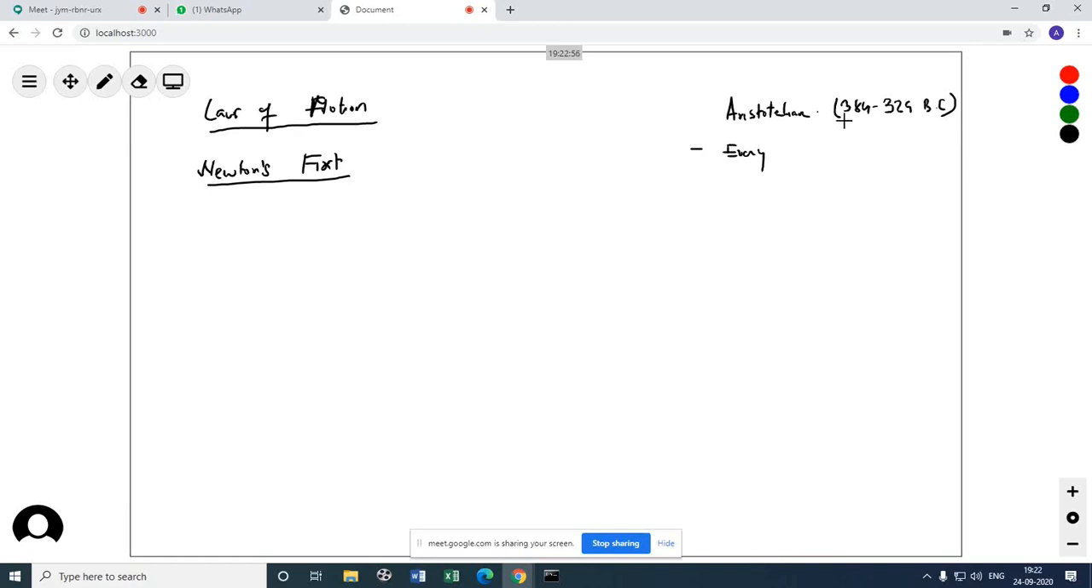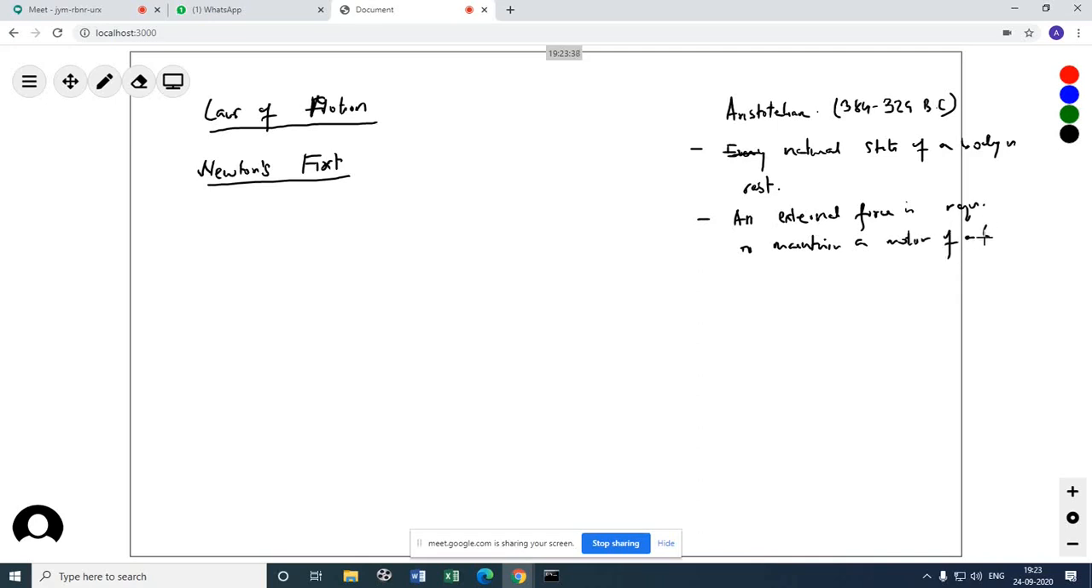He said that the natural state of a body is rest. Then he also said that an external force is required to maintain the motion of a body. Simple. This was the Aristotelian fallacy.